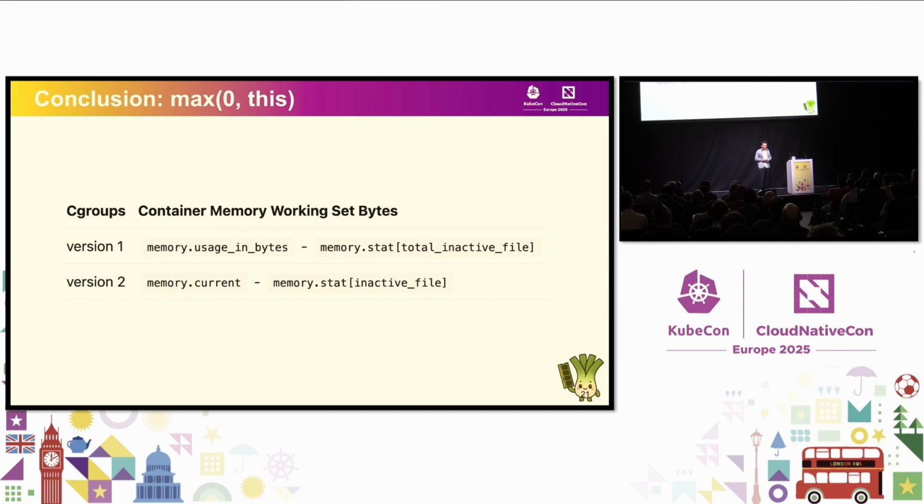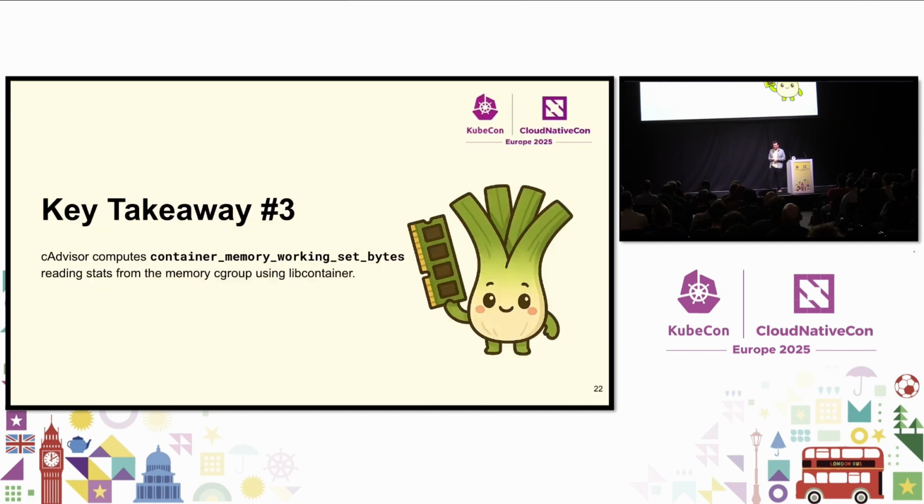So, right, great. Now we know that. But we know that cAdvisor computes this metric from these stats from this cgroup, using this current minus inactive file. But what is this about? Like, what is this current stat about? What is this inactive file about? And what is a cgroup, right?